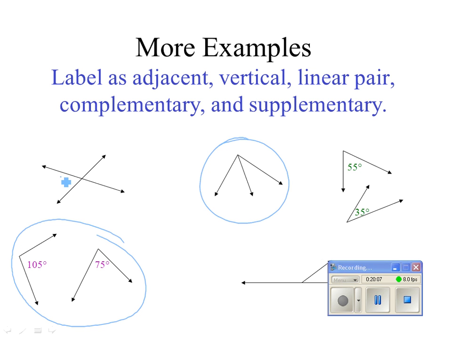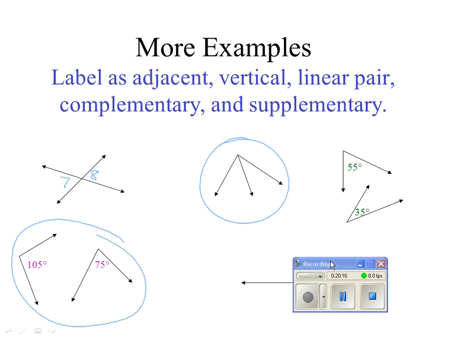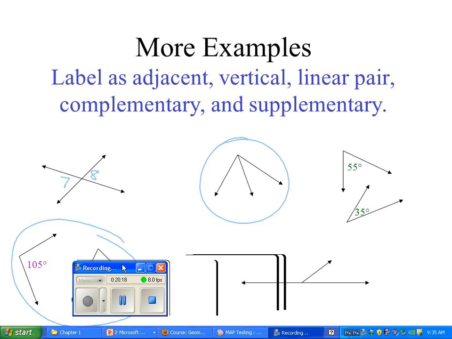How about angle 7 and angle 8 right there? What kind of angles are they? Complementary. I can move this box here without it messing my whole screen up. What kind of angles are these two angles to each other? Adjacent, supplementary, linear pair.